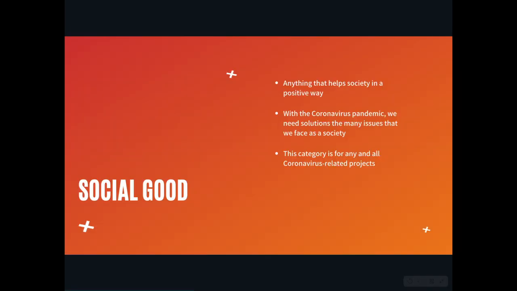So social good is anything that helps society in a positive way. So think of the current global pandemic. There are all kinds of problems in society that have been exposed because of the pandemic. So take this weekend to actually solve those problems. Maybe build a prototype to solve a thing or two. Because right now, it's more than just the pandemic. We've got a global economic crisis that, we're programmers.